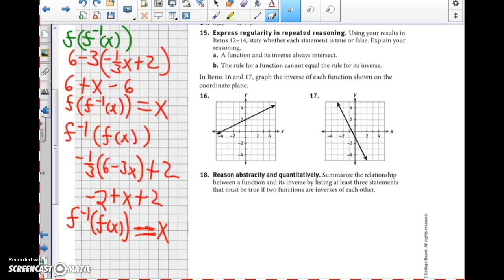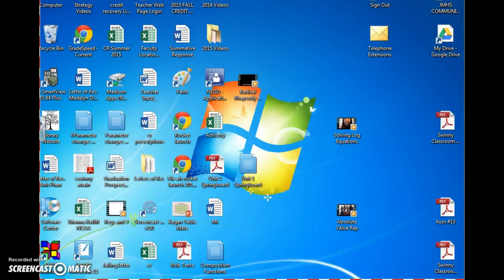Does everybody clear how to do this? We're done with the book part. Everybody's good? Right? That's it for the book.